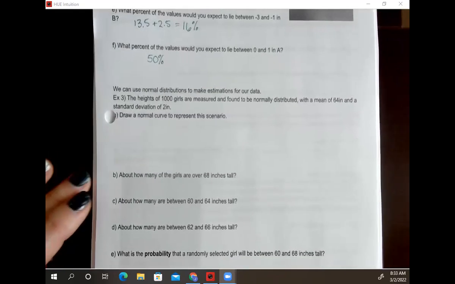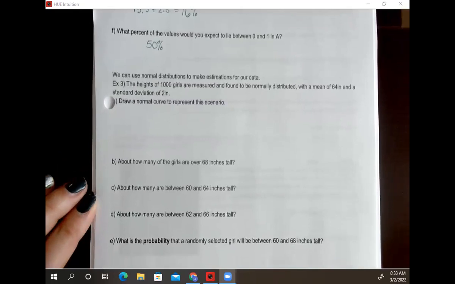So if I'm looking at, let's say, adult females, I would expect most adult females to be within a few inches of average height. Some people are going to be taller, some people are going to be shorter, but I would be shocked if anybody were 3 feet taller than average or 3 feet shorter than average. Okay, most people are going to be close to that mean.